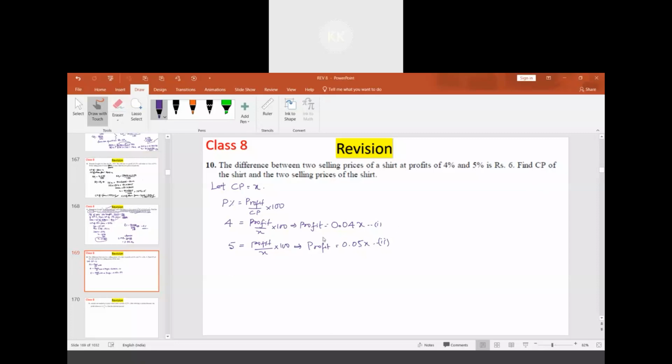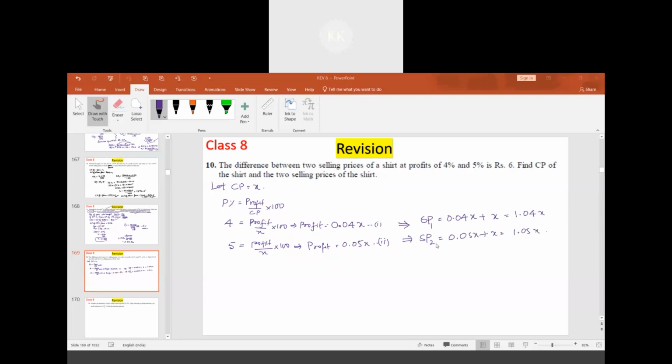It will be 104x by 100 for the first shirt, and for the second shirt the selling price is 105x by 100. Let me write in terms of decimals only, it's easier. Profit is 0.04x plus cost price, which is x, so 1.04x. For the second shirt, 0.05x plus x is 1.05x. So these are the selling prices of both the shirts.